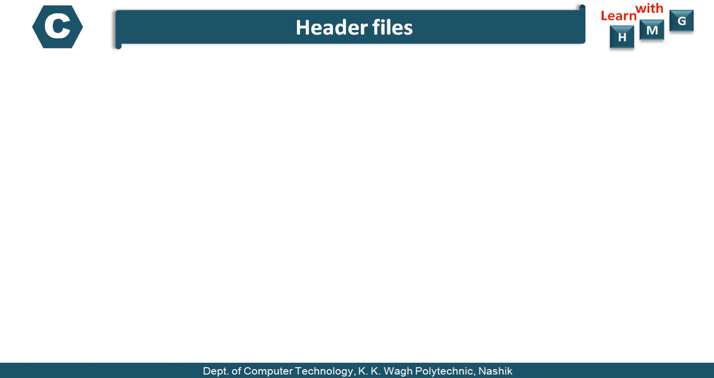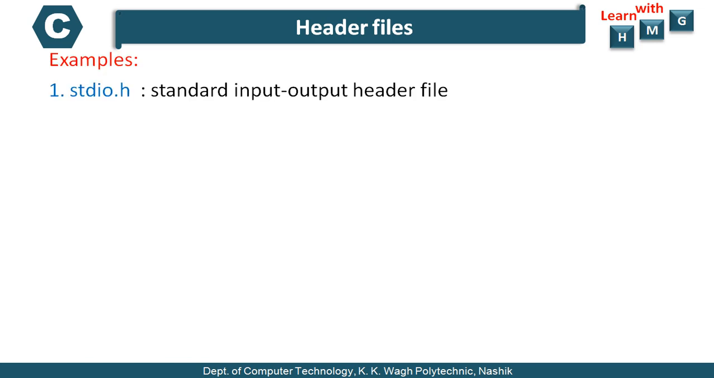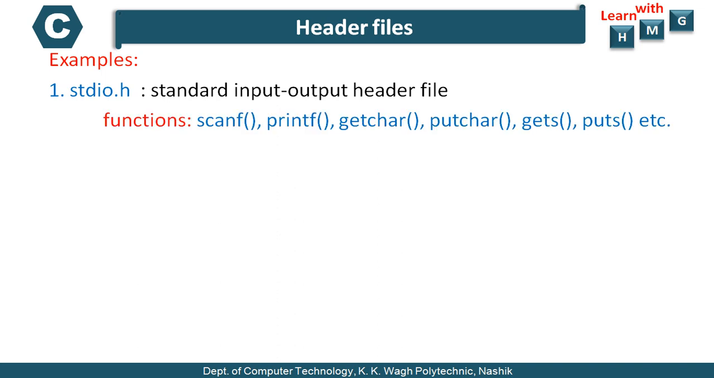First is stdio.h, which is the most useful header file in a C program. Almost every C program has this header file. It is the standard input output header file. All the functions defined for input output operations are available in this header file: scanf, printf, getchar, putchar, gets and puts, etc. And like this, so many 20-25 functions are available.